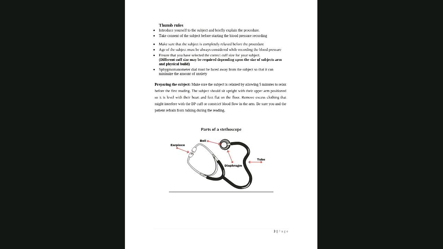Okay, now we need to just see what are the thumb rules. What are the thumb rules? First thing you will be doing is introduce yourself to the subject. This is very important. Who are you and what you are planning to do, and you have to take a consent when you start doing the recording. First, that I'm planning to record the blood pressure, and this particular procedure is a painless procedure.